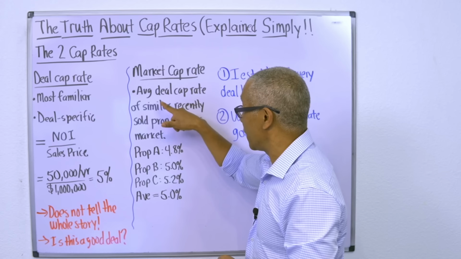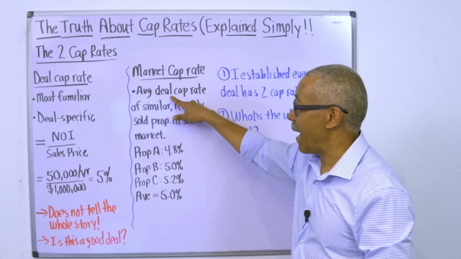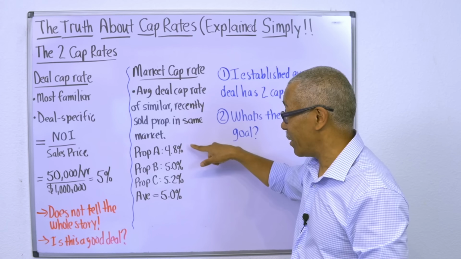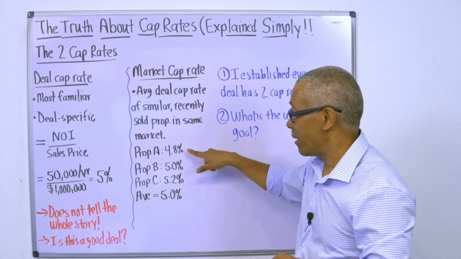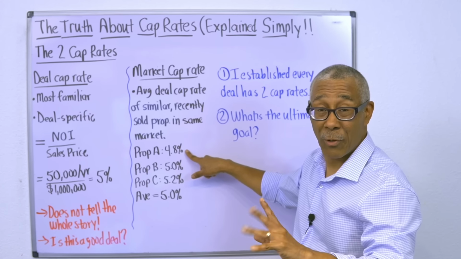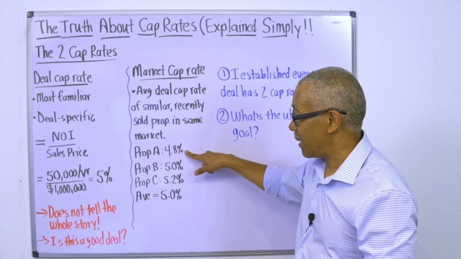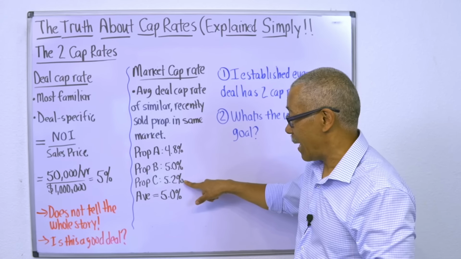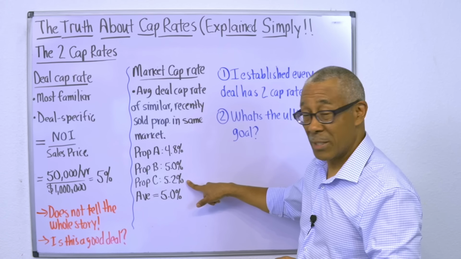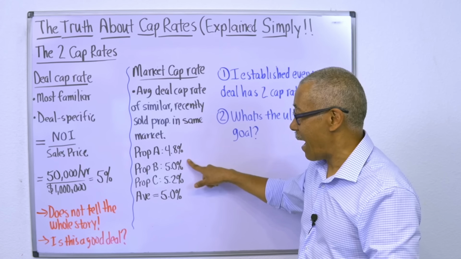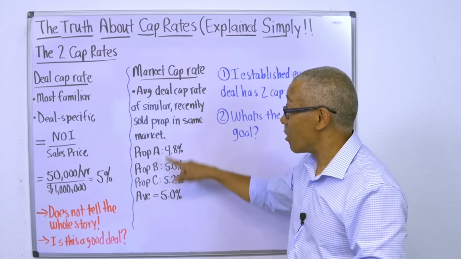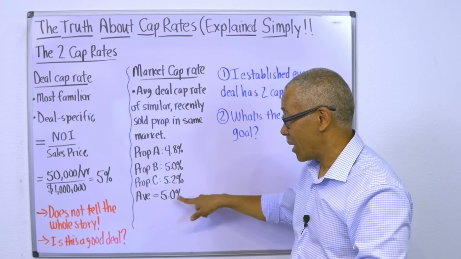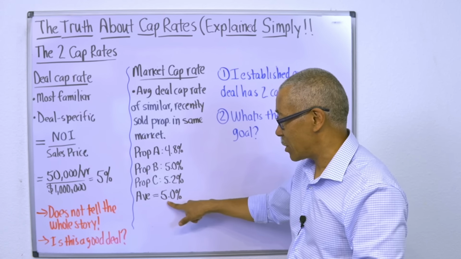Let me give an example. Here's the definition of a market cap rate. The market cap rate is the average deal cap rate of similar recently sold properties in the same market. Let's say on a certain street or neighborhood, we have property A. When that sold within the last few months, the deal cap rate for that deal was 4.8%. Property B, another one that sold in a similar neighborhood, sold at 5%. And property C, down the street from one of these two, the deal cap rate for this sold property is 5.2%. So we take the average of these three, and that equals 5%. So the market cap rate in this area, based upon these three recently sold properties in the same area, is 5%.